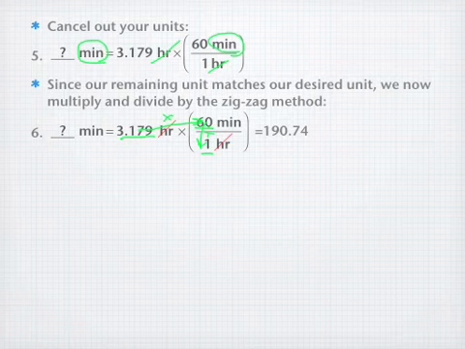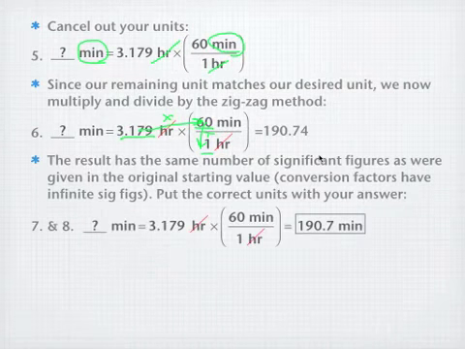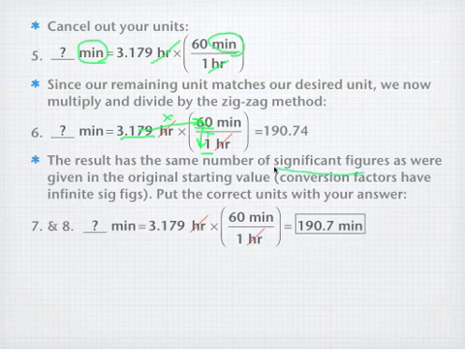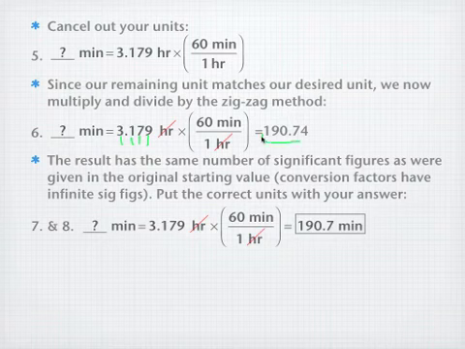Alright, now this is not our final result, however. There's two things we have to apply. First, we need to have the same number of significant figures as in our original starting value. Remember, those conversion factors have infinite sig figs. So let's take a look at our initial number. We have 1, 2, 3, 4 significant figures, so we have to round this to 4 significant figures. There's 1, 2, 3, 4. The 4 is below a 5, so the 7 rounds down. We have 190.7. And finally, we need to have the correct units with our answer. The correct units, those minutes were left over, so bring the units over here, and we are done.